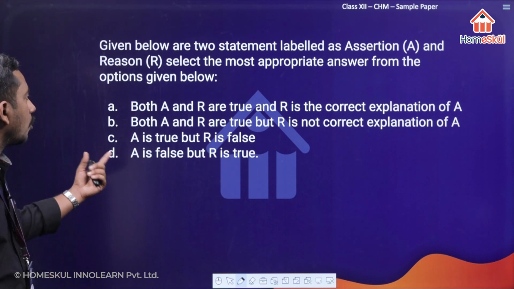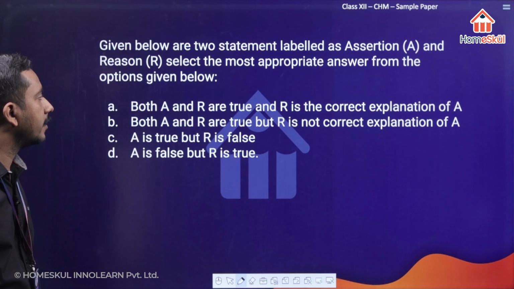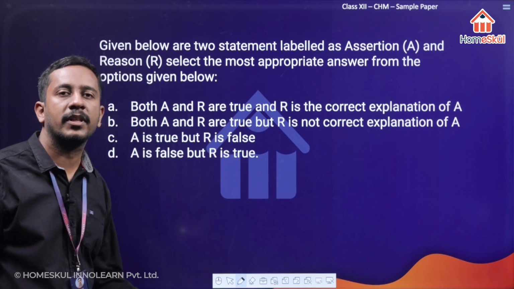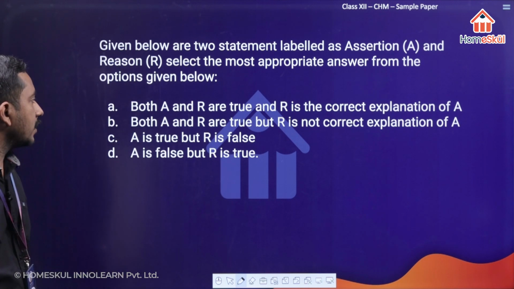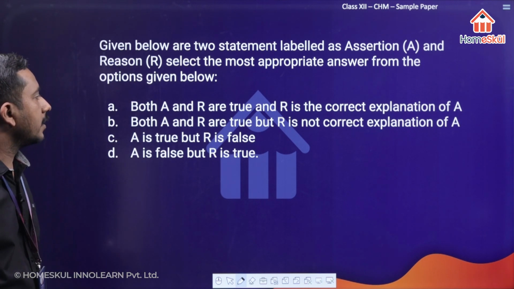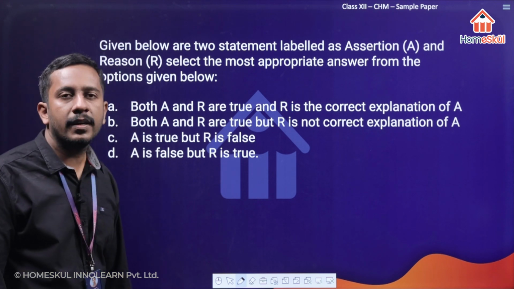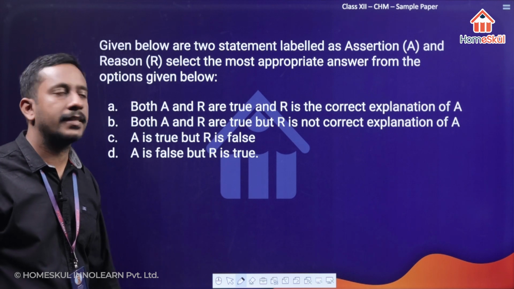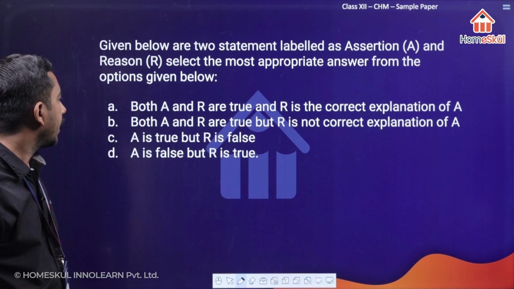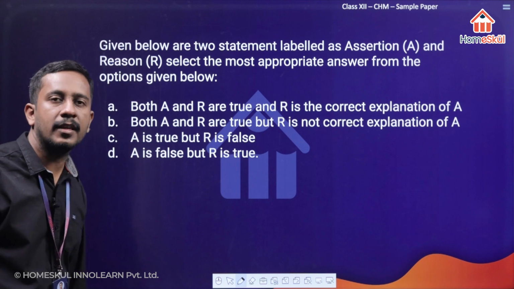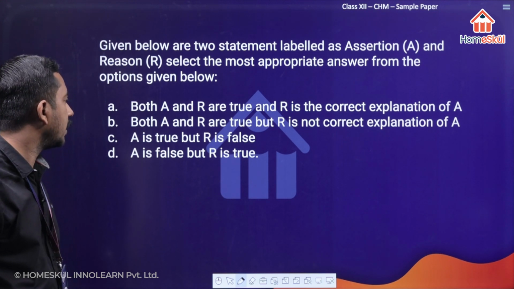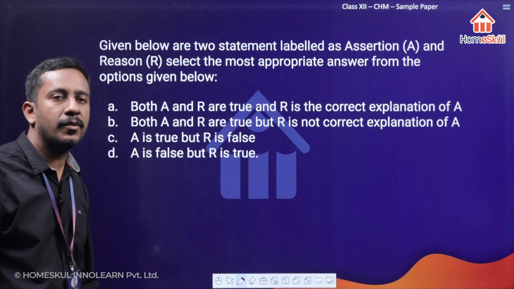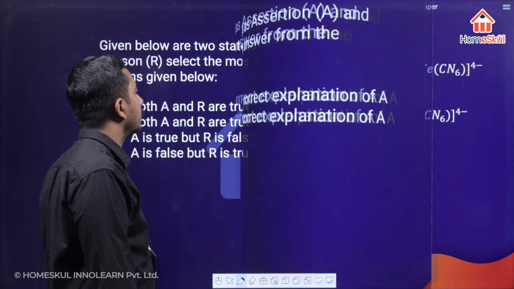If you want to choose option A as the answer, then both assertion and reason have to be true, and the reason statement has to be the correct explanation for the assertion statement. If you have to select option B, both assertion and reason statements have to be true, but the reason statement will not be the correct explanation for the assertion statement. If it is option C, the assertion statement should be true, but the reason statement should be false. And if it is the last option D, assertion should be false, but the reason statement should be true. So now let us take a look at the questions.